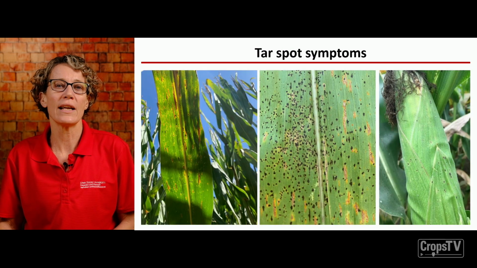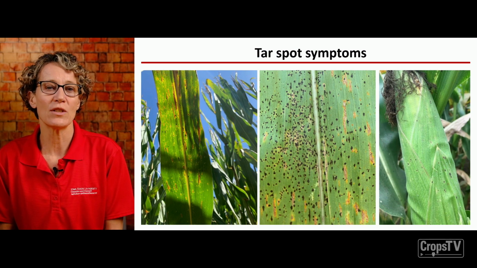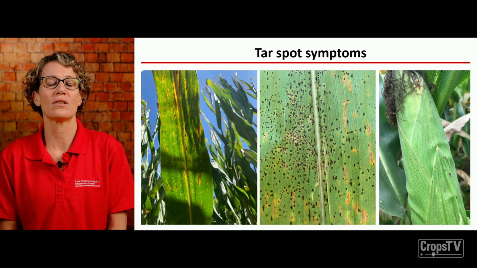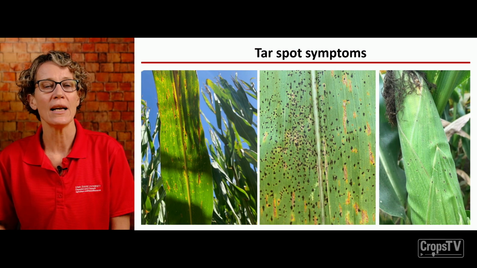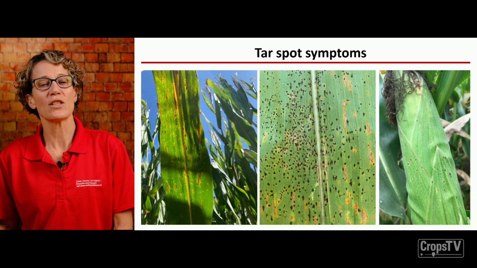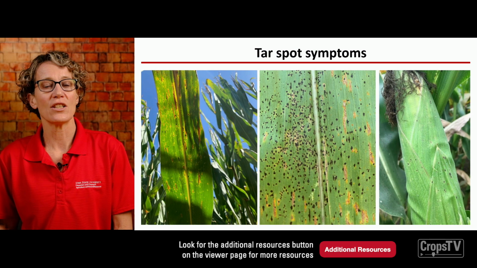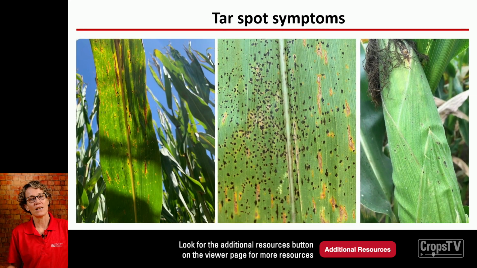So first of all, let's go over tar spot symptoms. I suspect that most of you have seen tar spot because it was present in most fields in Iowa in 2021. But tar spot are these little black spots that you find scattered on the leaves of corn plants. They have the appearance of splattered tar. And that's why it's called tar spot.